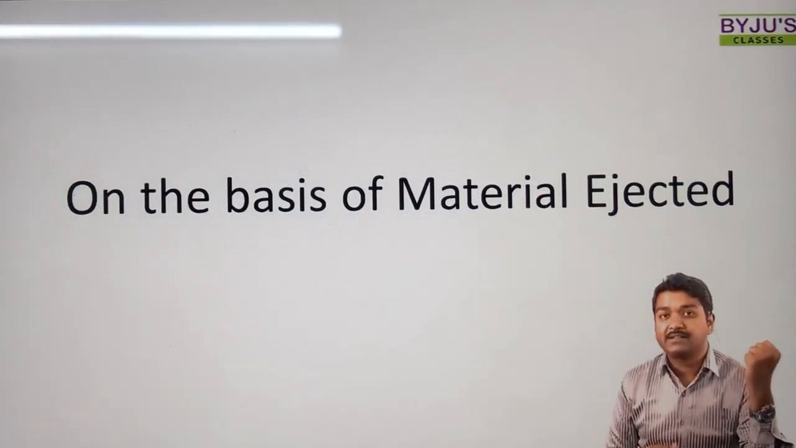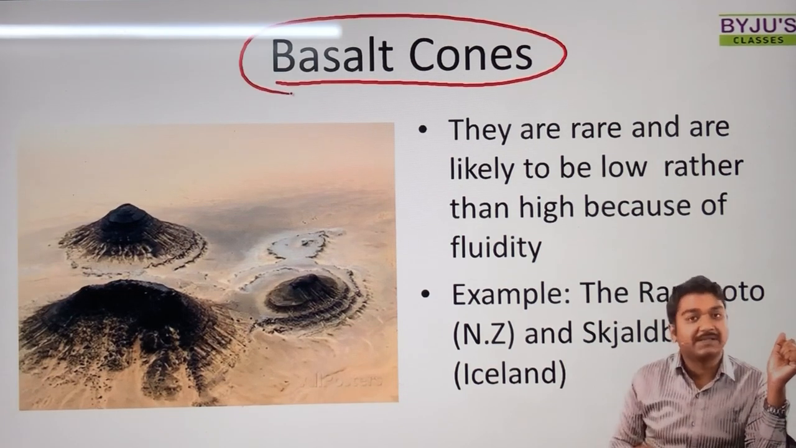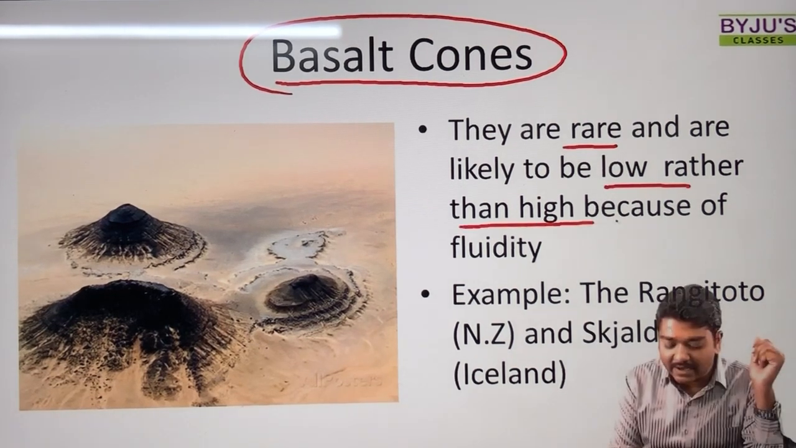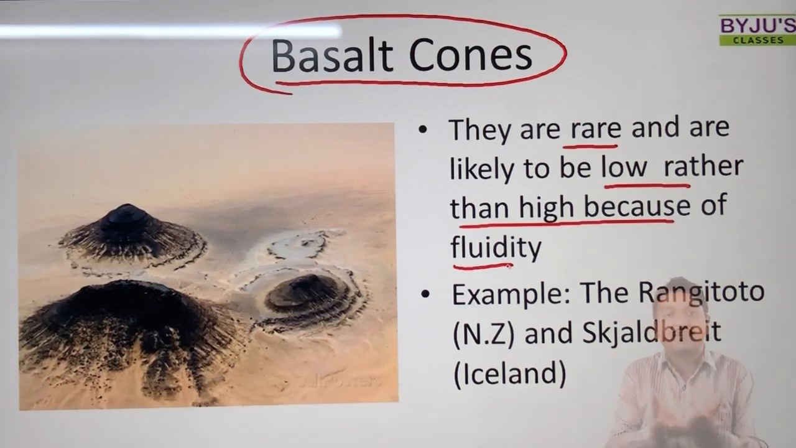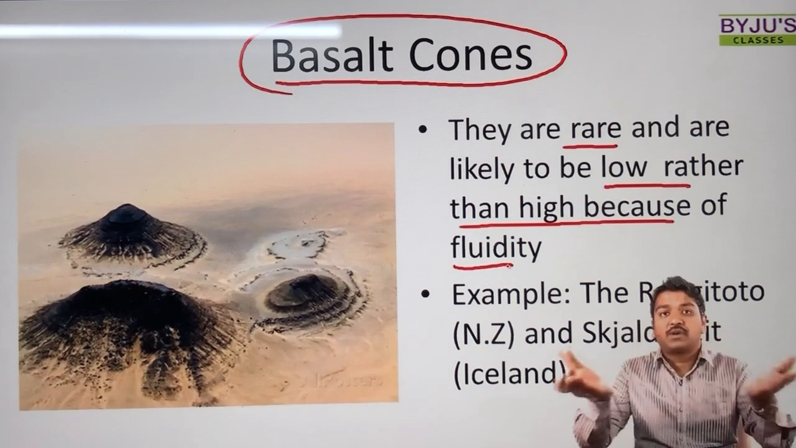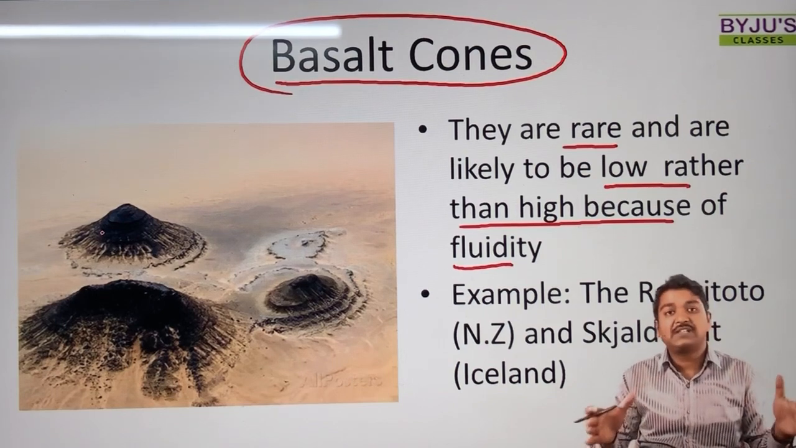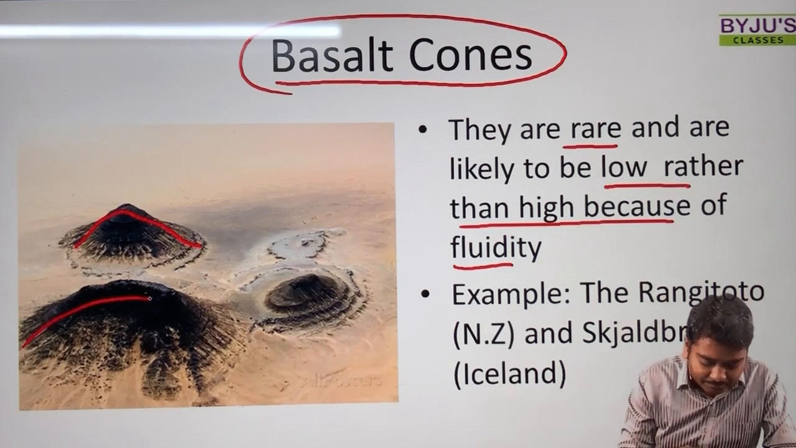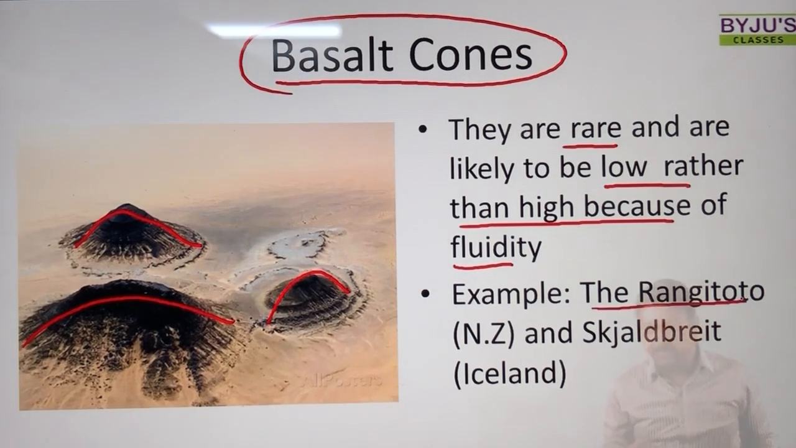On the basis of materials ejected, again volcanoes can be divided. So if you see, the most common one is basalt cones. They are rare and are likely to be low rather than high because of fluidity. I told you that usually in seafloor spreading and all, volcanoes come, magma comes, pours out as lava and it cools. So a shield is formed. When a shield is formed, you don't see ridges or mountains of great height. Can you see these are smaller ones? It's not as big as other volcanic types. Example is the Rangitoto and Jalbrite in Iceland.